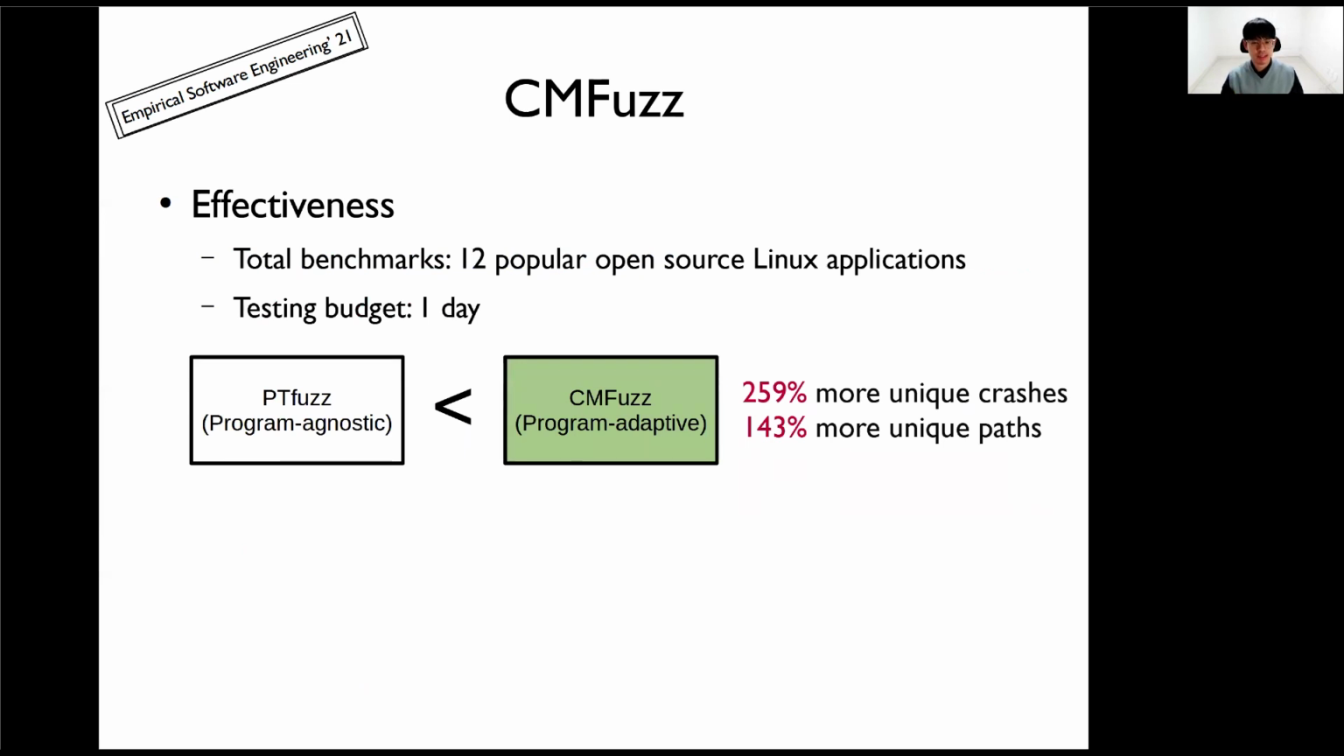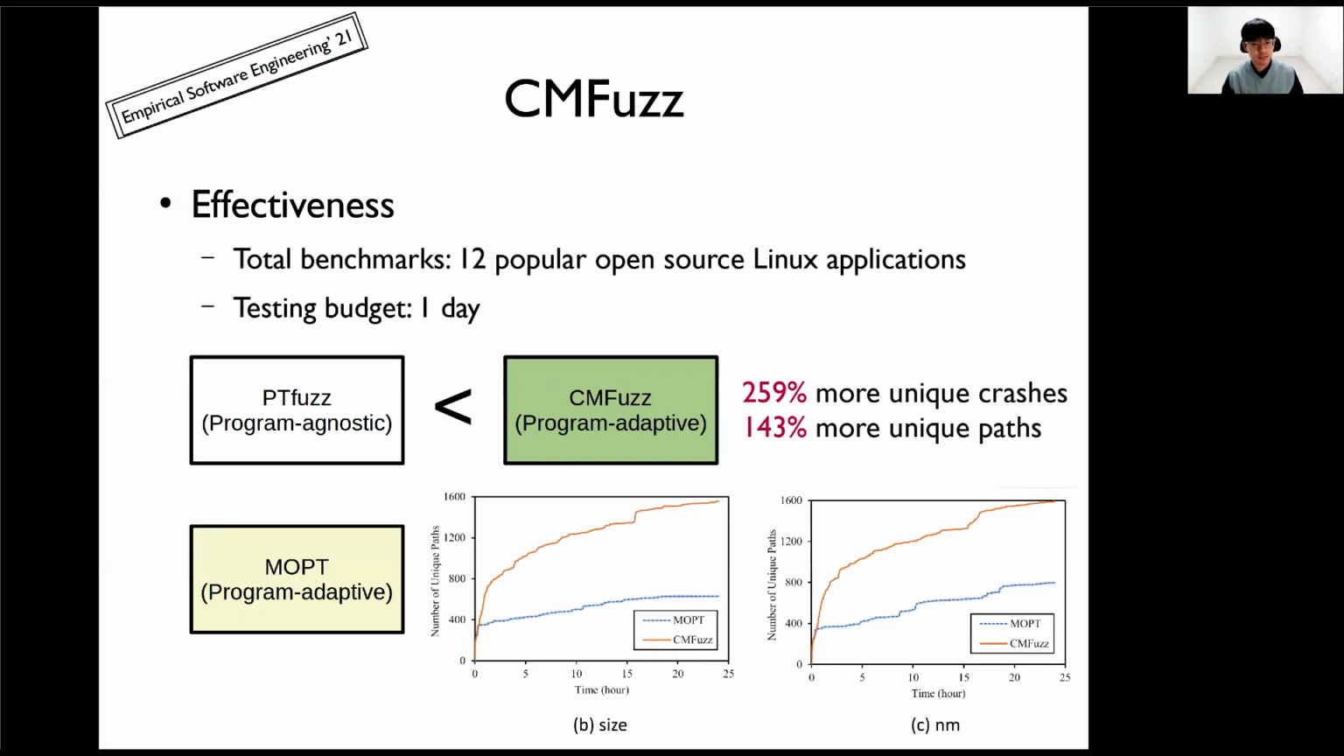In this experiment, the performance of CMFudge is also impressive. CMFudge used 12 popular open source programs as benchmarks and 1 day as testing budget. And CMFudge outperforms PTFuzz, which is the program agnostic fuzzer, in terms of bug finding and unique paths. And for your interest, PTFuzz is actually a descendant of AFL. So you can consider PTFuzz as AFL.